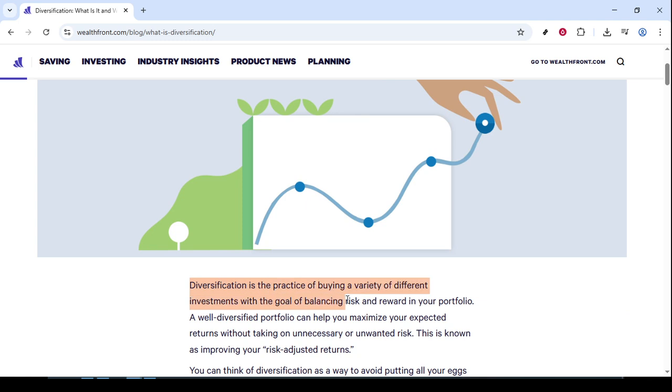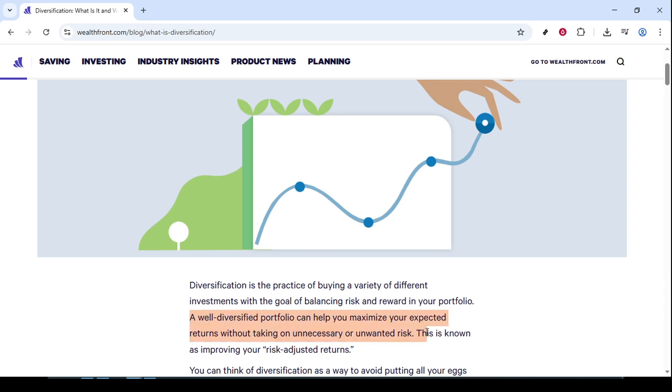Essentially, diversification is about spreading your investments across a variety of assets to balance risk and reward. By not putting all your eggs in one basket, you're less likely to experience severe fluctuations in your portfolio's value. A well-diversified portfolio should help you over the long term by cushioning against adverse market movements.